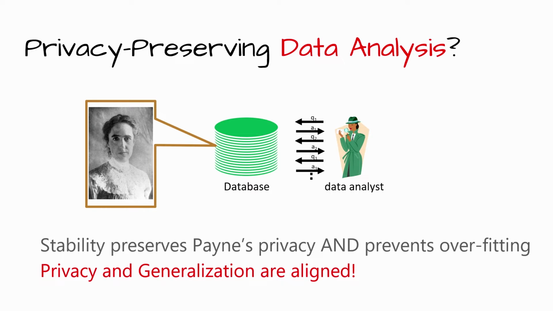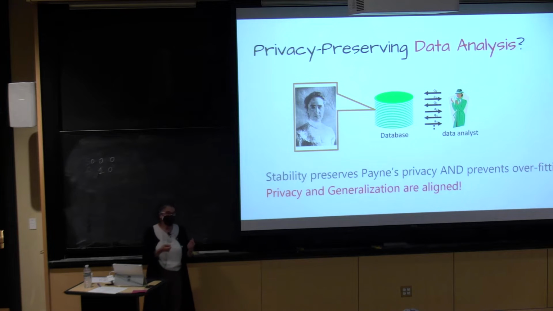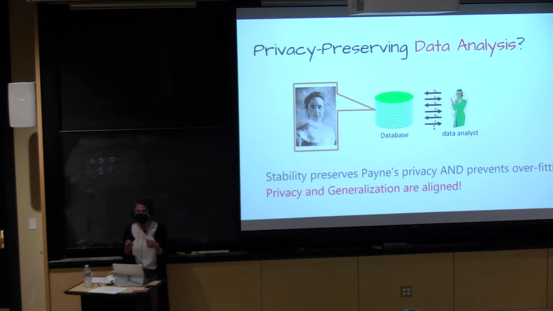And while many people think about an inherent conflict between accuracy and privacy, what we're seeing here is that a different kind of accuracy, the ability to generalize, is in fact really aligned with privacy.